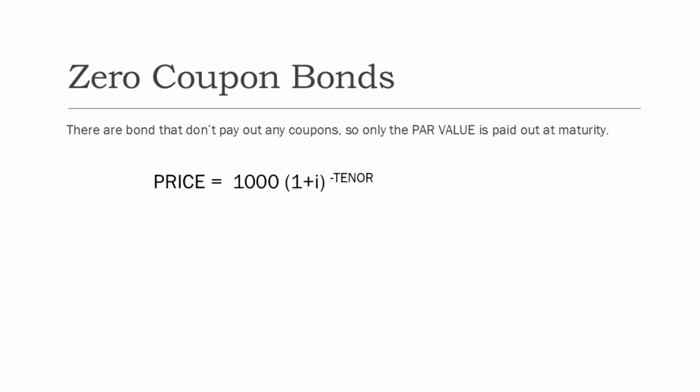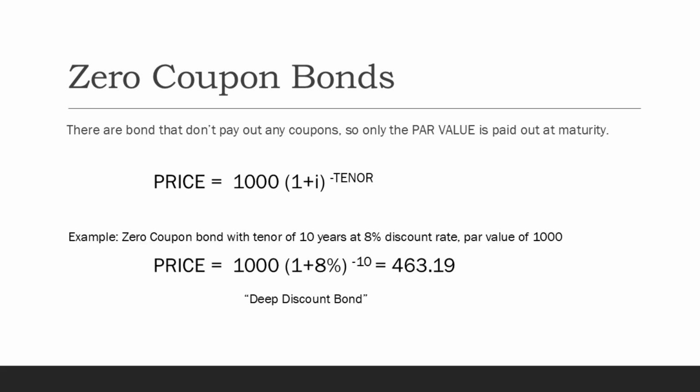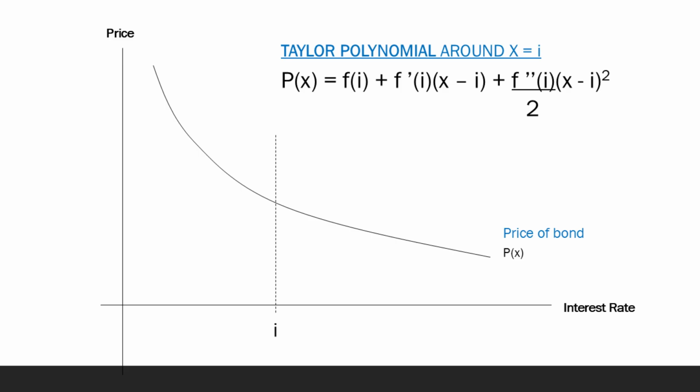For example, a zero coupon bond with a tenor of 10 years at 8% discount at a par value of 1000, it's going to be this one, 463.19. And you'll notice that it's at a deep discount versus par. Now, based on this one, let's go back to the Taylor polynomial and let's review that quick formula over here as shown. Now, let's discuss this in terms of the zero coupon bonds.